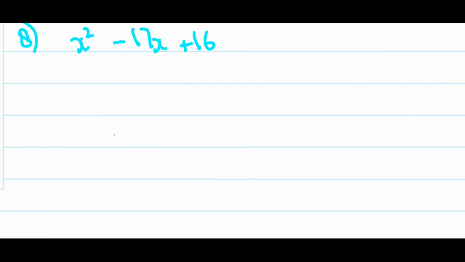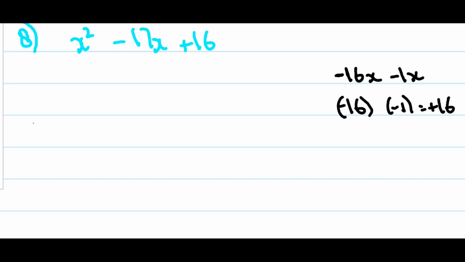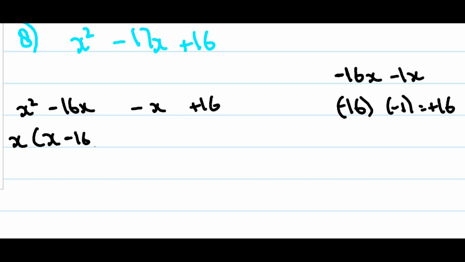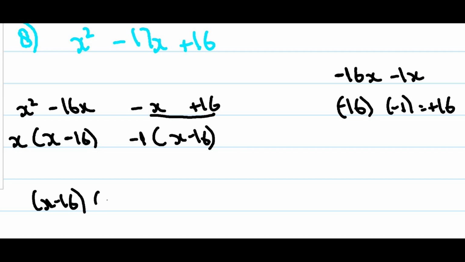Moving on to question 8, over here we have x squared minus 17x plus 16. So the two numbers which when we add or subtract would be equal to minus 17 are minus 16 and minus 1. And when we multiply minus 16 with minus 1, we would get plus 16. Hence, instead of writing minus 17x, you will be writing x squared minus 16x minus x plus 16. You will be taking x as common in the first one. You will be left with x minus 16, and you will be taking minus 1 as common over here, and you will be left with x minus 16. Since x minus 16 is the common, you will write x minus 16, and the remainder would be x minus 1, and hence this is your answer.